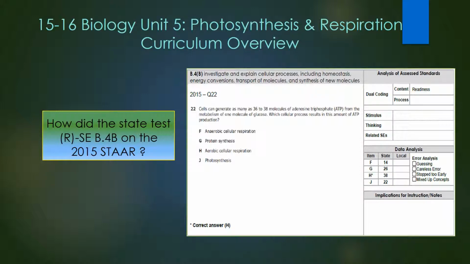Okay, and so we're going to look at the 2015 question 22 from the STAAR exam this year. I got these questions again from Leap Forward, which is the 2015-16 biology release test. Now you can see as we go through how the state is testing the SEs exactly as they are written. It says cells can generate as many as 36 to 38 molecules of adenosine triphosphate, ATP, from the metabolism of one molecule of glucose. Which cellular process results in this amount of ATP production?